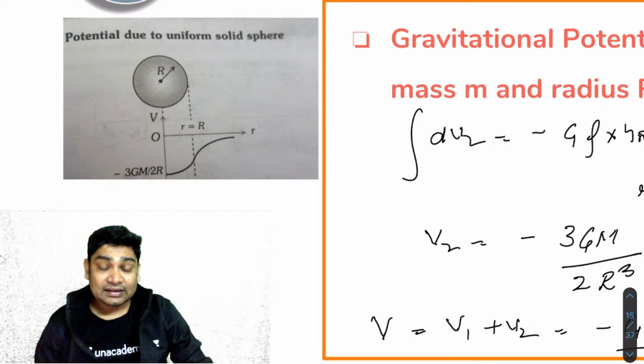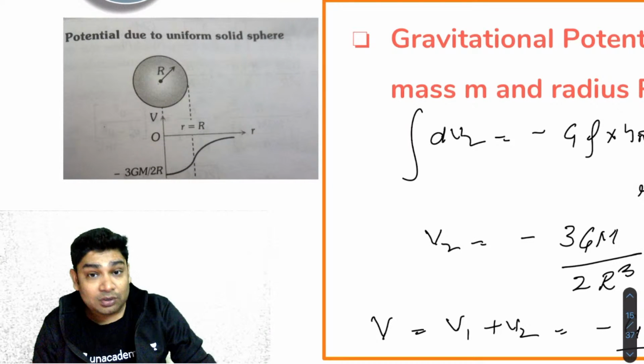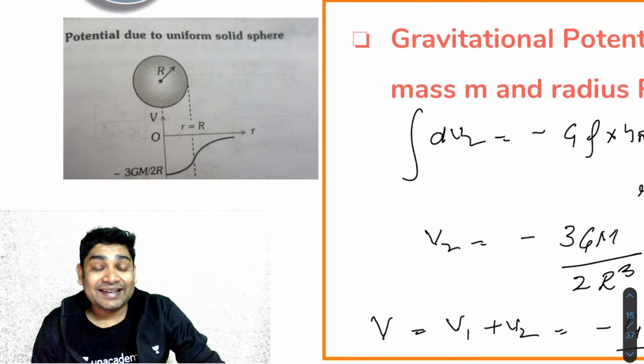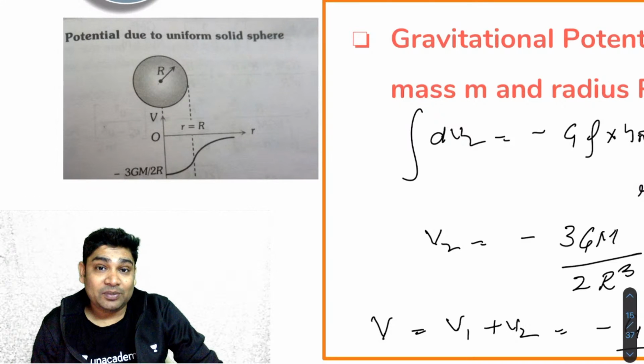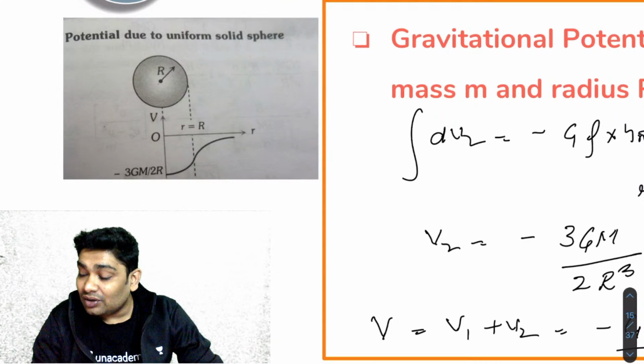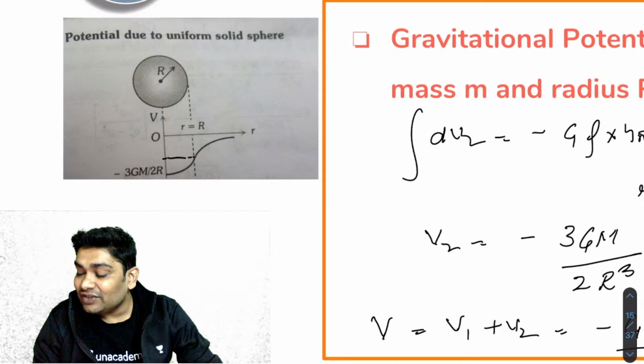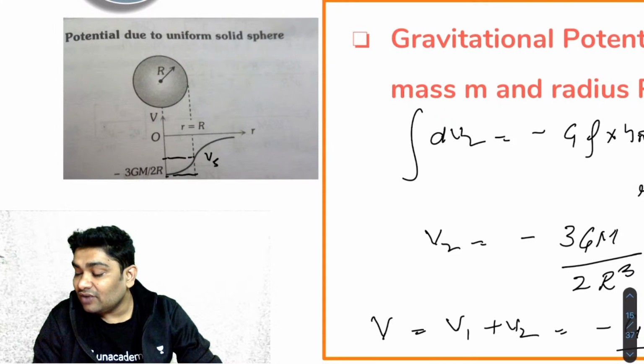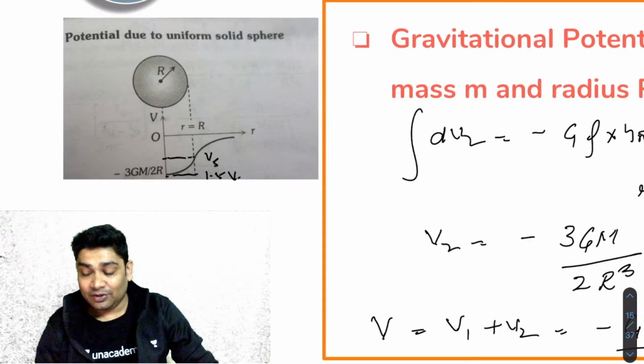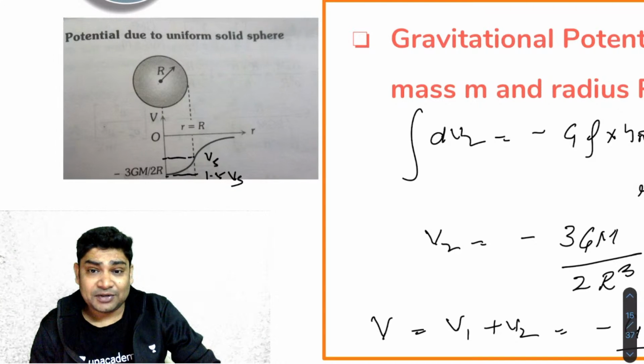You realize the magnitude of potential is maximum at the center, which is 3 by 2 times the magnitude of the potential at the surface. I hope you can see that. If this is V surface, this is 1.5 V surface. So that is one way to remember it. These two results are used pretty often.